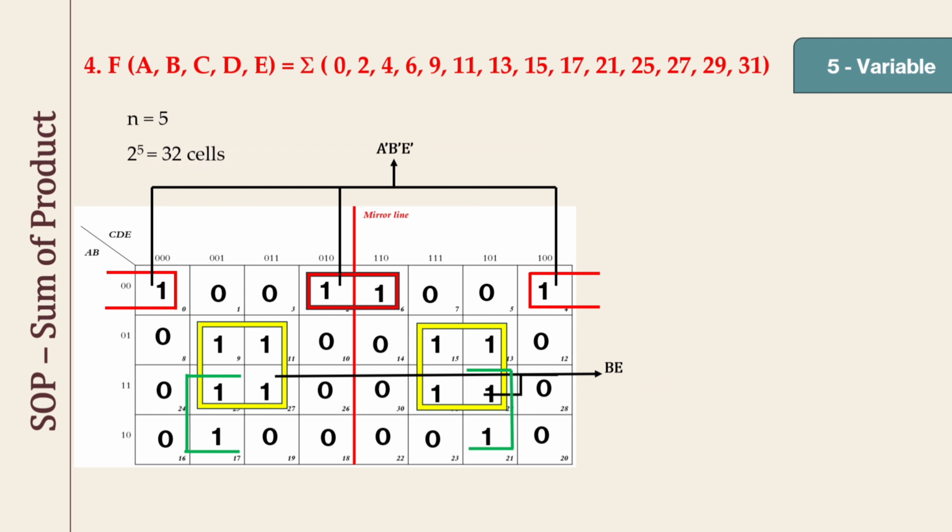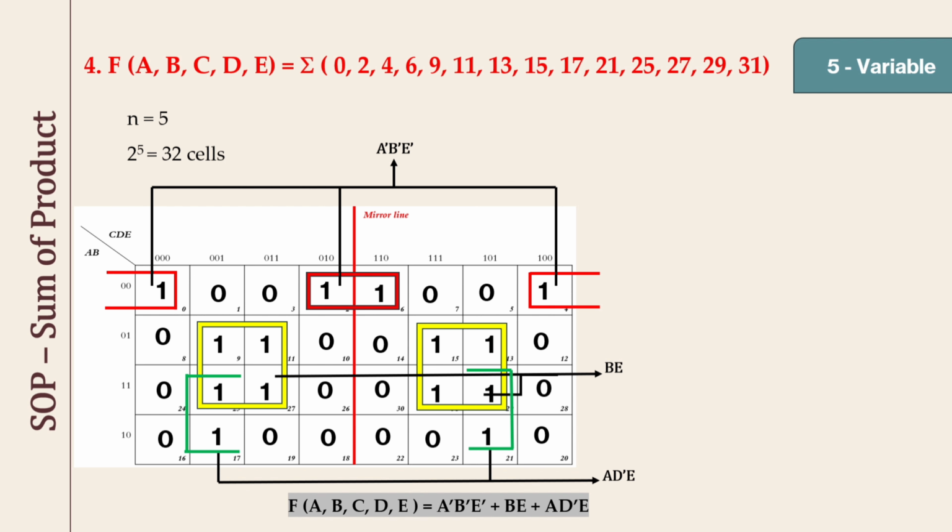Now let's move on to the third group. In the third group, we need to compare the third and fourth rows. Between the third and fourth row, we can see A as common. Now let's compare the second and seventh columns. Between these, we can see D bar E as the common. So we can name this group as A D bar E. So the final expression for this problem will be f of A, B, C, D, E, which is equal to A bar B bar E bar plus BE plus A D bar E.